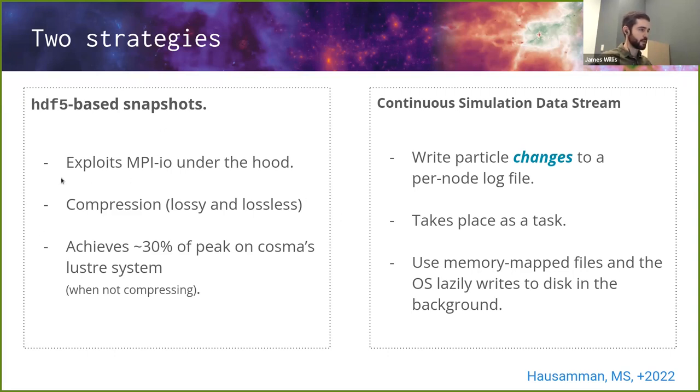And you can make use of compression in this HDF5 library. On Cosmo, we can achieve 30% of the peak of the Lustre parallel file system when we're not compressing. So this is one way to implement the snapshots. The only downside is you have these synchronization points throughout the simulation where you have to stop all the computation and dump everything to disk.